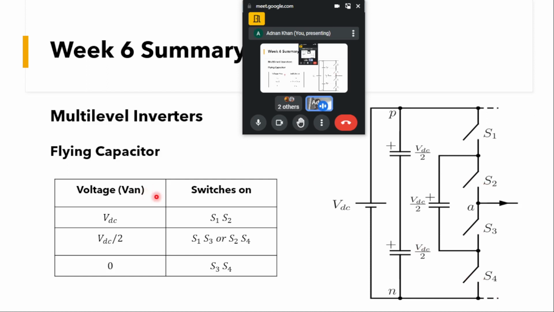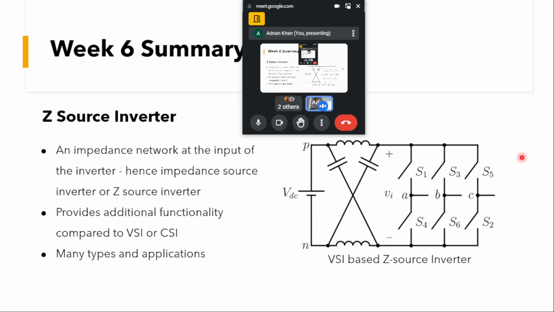So here we were able to get these three levels, 0, VDC by 2 and VDC, by switching on these devices S1, S2, S3 and S4 in this manner as has been shown in this table. You can see as compared to the diode bridge, here we have fewer devices, two fewer diodes, but here we have one capacitor, etc. That is a trade-off we have to see. There have been different applications where we'll be using different topologies. I'll move forward.